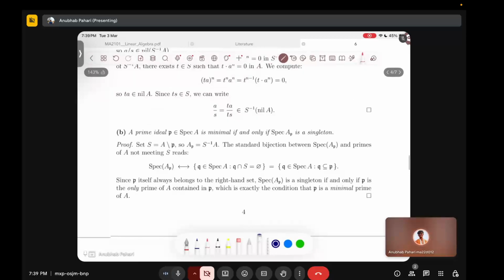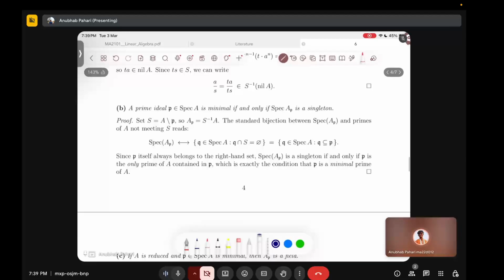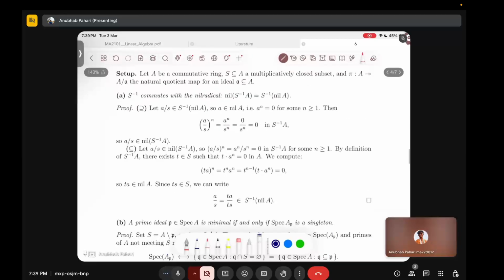The second part: a prime ideal p of Spec A is minimal if and only if Spec A_p is a singleton. That means there is exactly one element. So you can just try to prove this, then we will discuss.